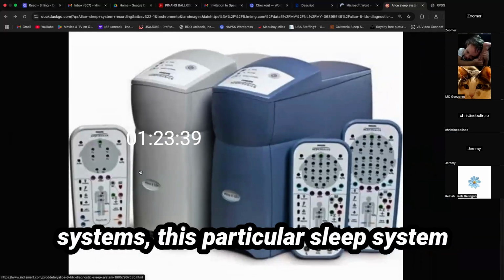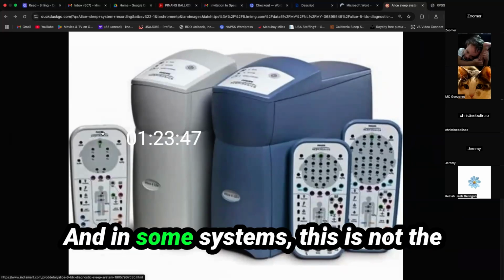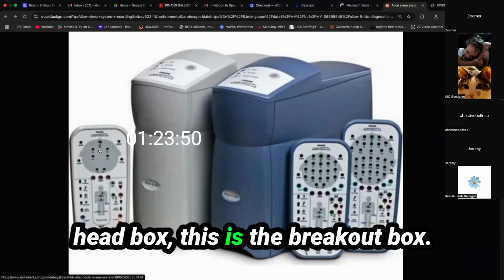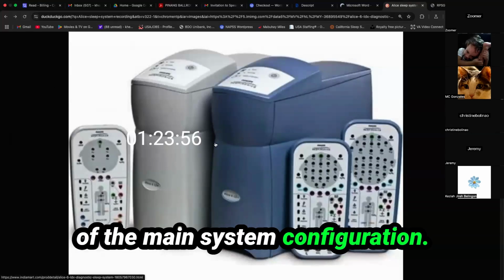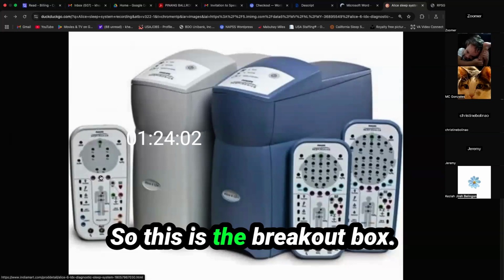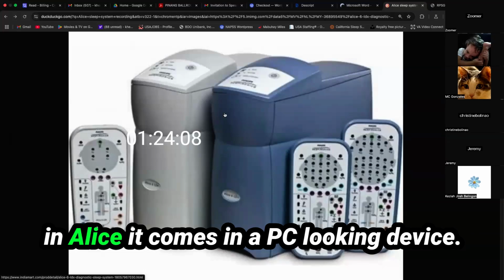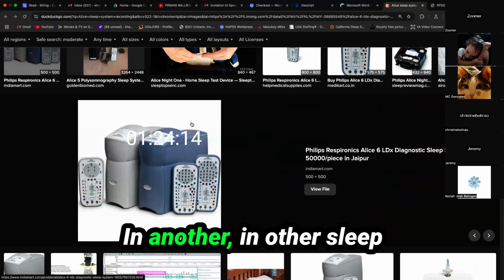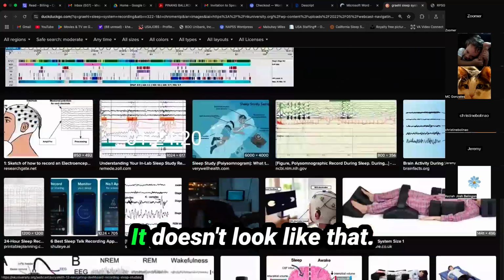But anyway, going back to the sleep systems, this particular sleep system, we used to call this a head box, right? And in some systems, this is not the head box. This is the breakout box because this is what you break out of the main system configuration. This is what you give to the patient. This is what you're attaching the patients to. So this is the breakout box. This is considered the head box, but in Alice, it comes in a PC looking device. In other sleep systems like Natus or Grael, it doesn't look like that.